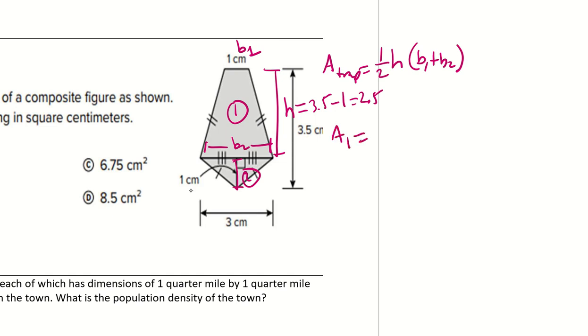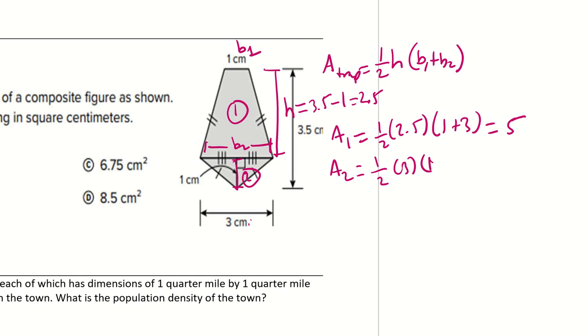Let's put it here. Area is 1/2 times height times base 1 plus base 2. Base 2 is 3, so we got 1 plus 3. So in that case, the area of the trapezoid is going to be 5. Sorry. So yeah, 5, and then we'll do the area of the triangle next, which is 1/2 base times height. 1/2 times the base is 3, and then the height is 1, and that's going to be 1.5. I'm going to add those together, and that will give me the total area, which is 6.5.